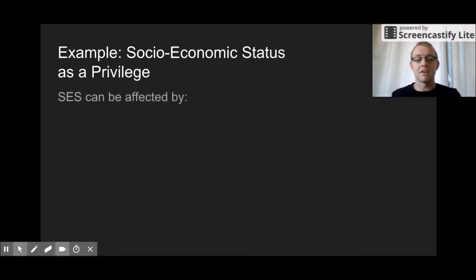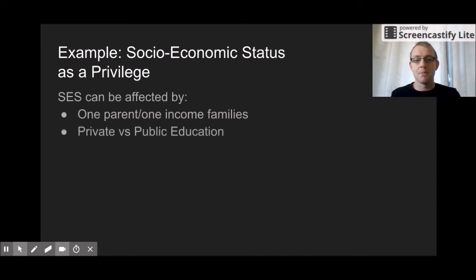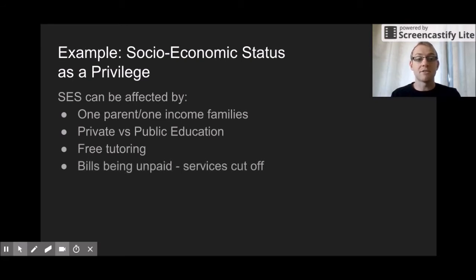So he's suggesting that how well off a person is, their socioeconomic status, can be affected by the following things. These were his questions. One parent versus two parents being in a family, okay? Private versus public education. Free tutoring. Bills being unpaid and basic services being cut off. Children helping out the parents financially. Children actually earning money and contributing to paying the bills, paying for food, and paying for the household.